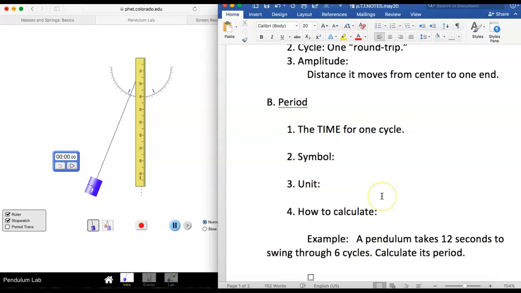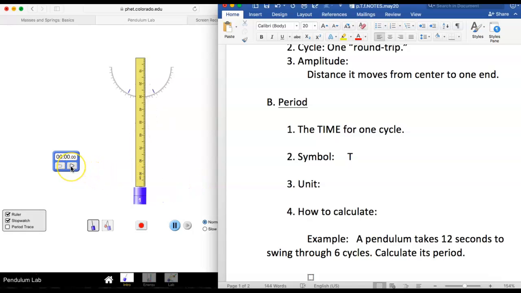There's a symbol for it. Since it's a time, the standard symbol is a T, but it's a capital T only, never a lowercase t. We use lowercase t for any kind of time in general, or total time, but capital T specifically means period, the time for one cycle.